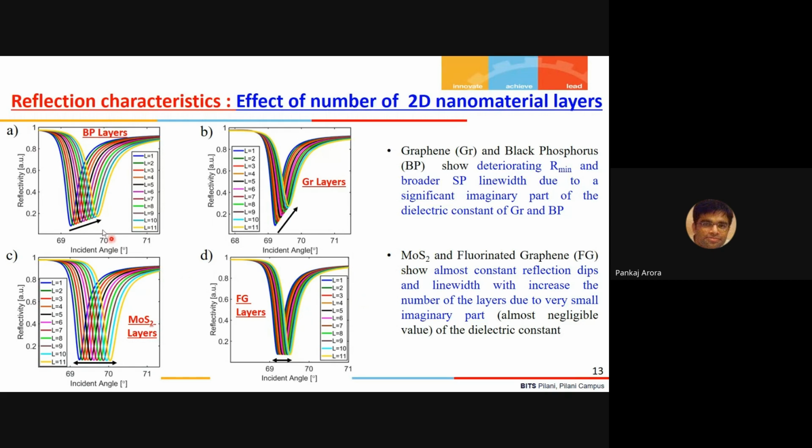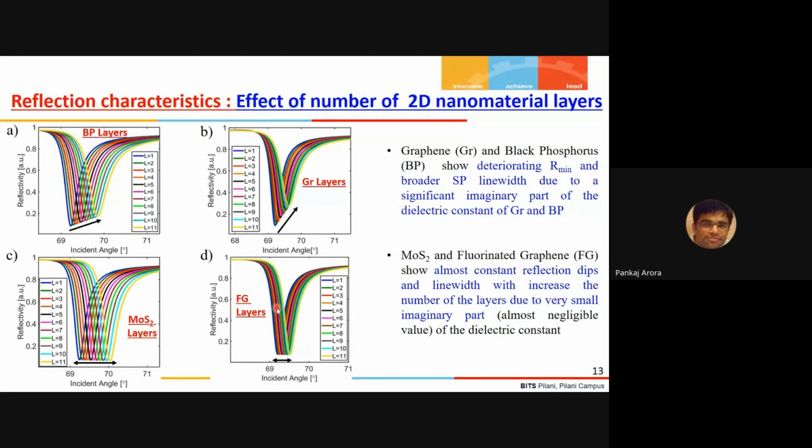So what we found when we put more number of layers, in the case of BP and graphene, as I'm increasing the number of layers, the reflectivity minima is increasing. Moreover, the line width is also increasing. Whereas with MoS2 and fluorinated graphene, even if you change the number of layers, experimentally, if you deposit 4 or 5 instead of 1, the R minima is constant, the line width is constant.